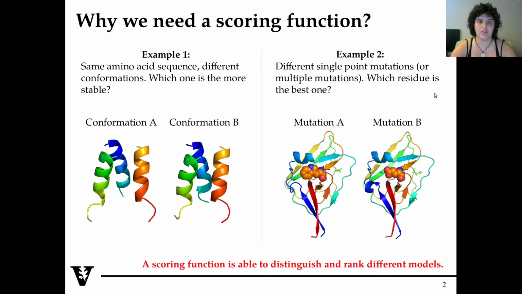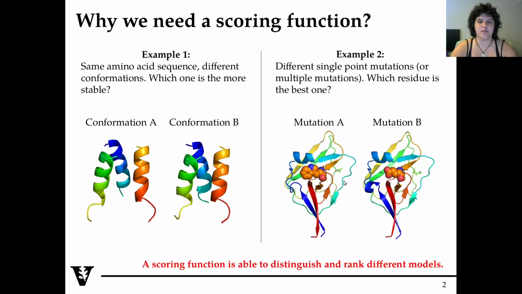So, first question, why do we need a scoring function? I have a couple of examples, but there are many more depending on what you are studying. The first one is, if we have two proteins that have the same sequence but show different conformations, which one is the best one? Which one is the more stable one? Conformation A or conformation B?